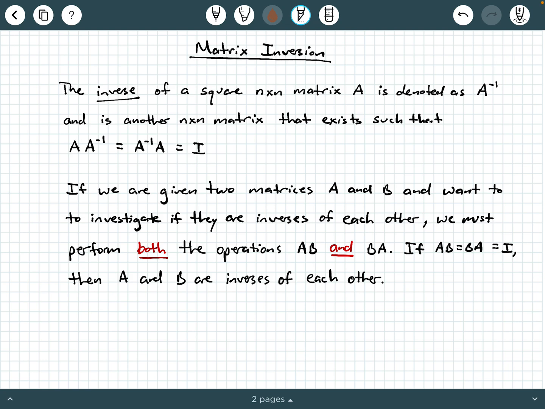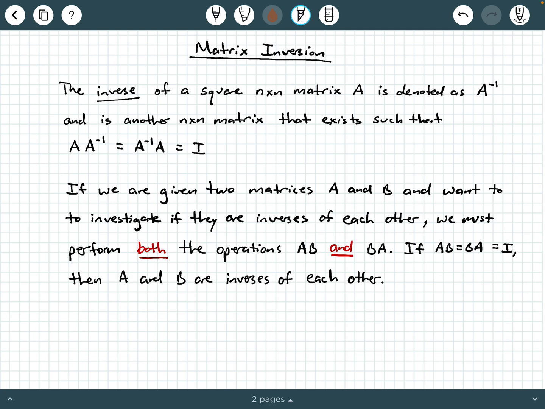First, we want to say that the inverse of a square n by n matrix, let's call it A, is going to be denoted as A with a superscript -1. And A with a superscript of -1 is another n by n matrix that exists such that A times A superscript -1 is equal to A superscript -1 times A, which equals the identity matrix. Now let's talk about this a little bit before we move on to the next sentence.